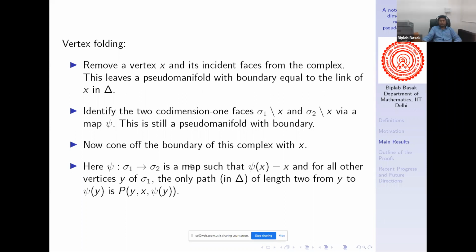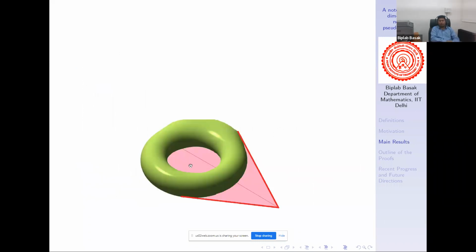We show it in terms of a picture, then it will be clear to you, because this concept is not well known in the literature. So suppose you have a solid torus with the boundary coned off by this vertex. Now this is a pseudomanifold, and the link of this vertex is this torus, and this is a 3-dimensional pseudomanifold. Now if we want to do vertex folding with respect to this vertex, what will we do? We first delete this vertex.